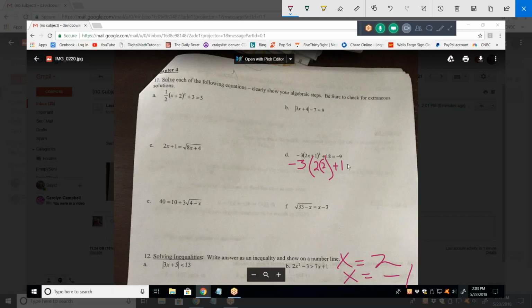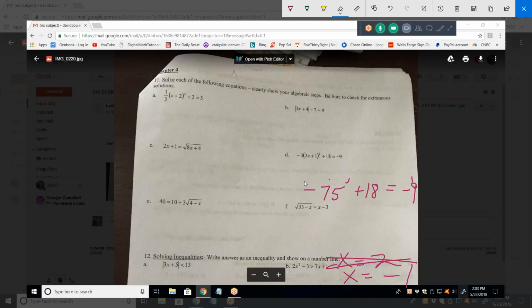Plus 1 squared plus 18 is equal to minus 9. Okay, now working from the inside, we have 4 plus 1 is 5, squared is 25, times minus 3 is minus 75, plus 18. Is that equal to minus 9? No. No, that's an extraneous solution.